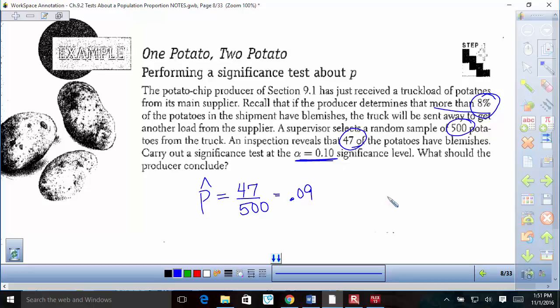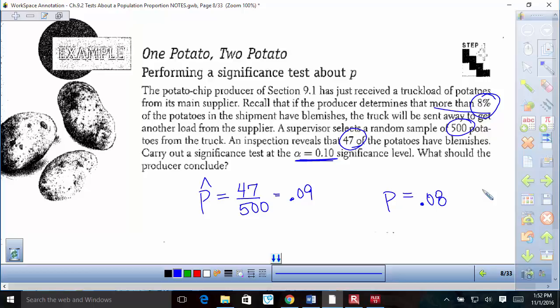Alrighty. Now, is there a P? I have a P-hat. Is there a P? It is. All right. I want you to get into your head and realize that there's a difference between a P and a P-hat. I sure wish they would have made them different letters. Would have made life easier. But a P is for the whole truckload of everything. The P-hat is just those 500 that they checked.